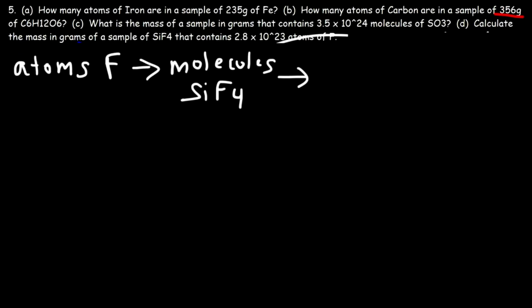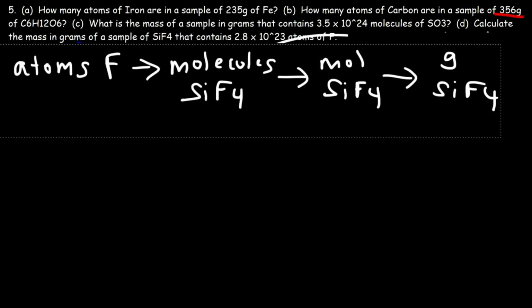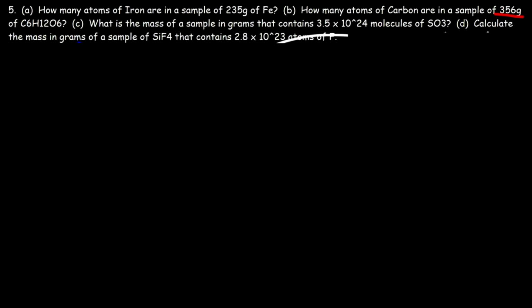And then we're going to go from molecules to moles using Avogadro's number. And then using the molar mass, we're going to go from moles to grams. So it's helpful if you can write out an outline of what you need to do with regard to your conversion process. So let's start with what we're given. 2.8 times 10 to the 23 atoms of fluorine.